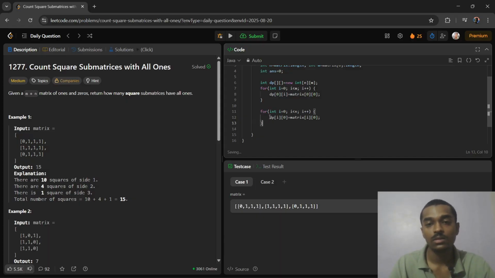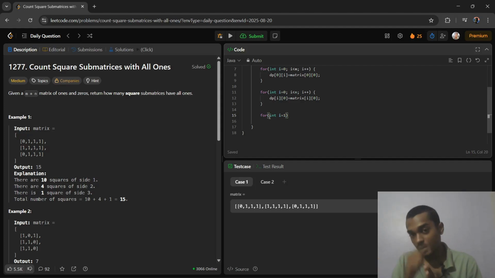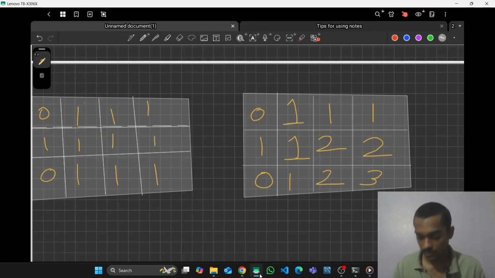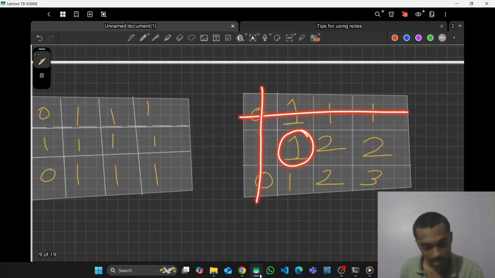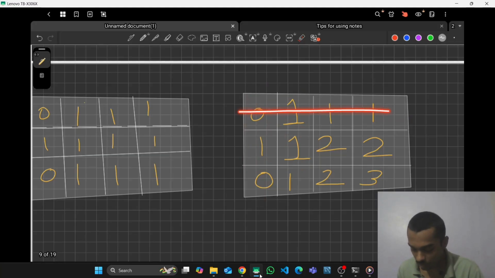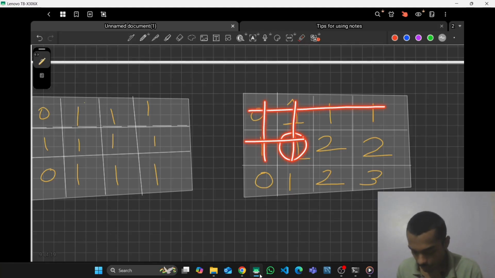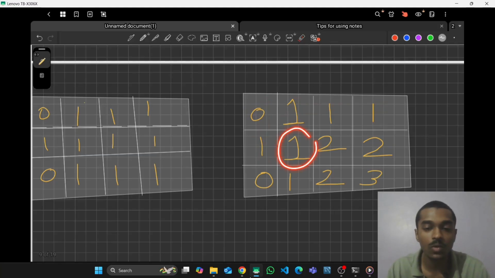Now let's traverse from i equal to 1. We already calculated the first row and column, so let's see where we are starting from. We are starting from here. We already filled this, so we are now starting from here, because for a square matrix of size two you need one row and one column. This only has one row, this only has one column, we can't do anything. But for this cell we have one column and one row, so we can start from this cell.